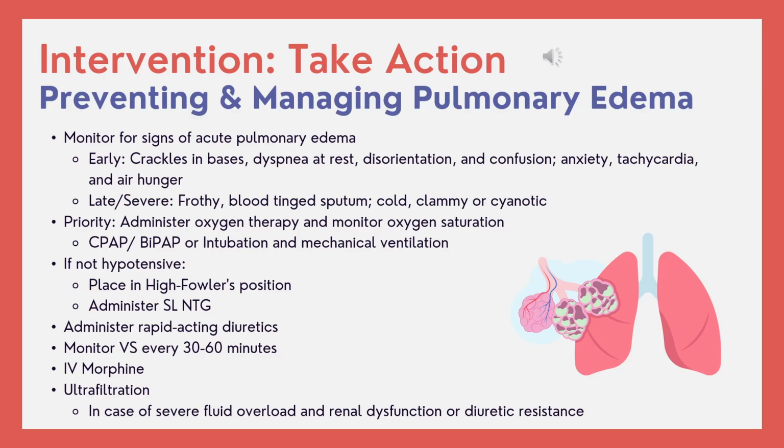We're going to administer oxygen therapy immediately so that we can improve that gas exchange. Sometimes if supplemental oxygen alone isn't enough, then we escalate to CPAP or BiPAP or even sometimes mechanical ventilation. Positioning is very, very important. If the patient is not hypotensive, we want to place them in a high Fowler's position with their legs dangling. This just helps to reduce venous return to the heart, which is going to decrease that pulmonary congestion.